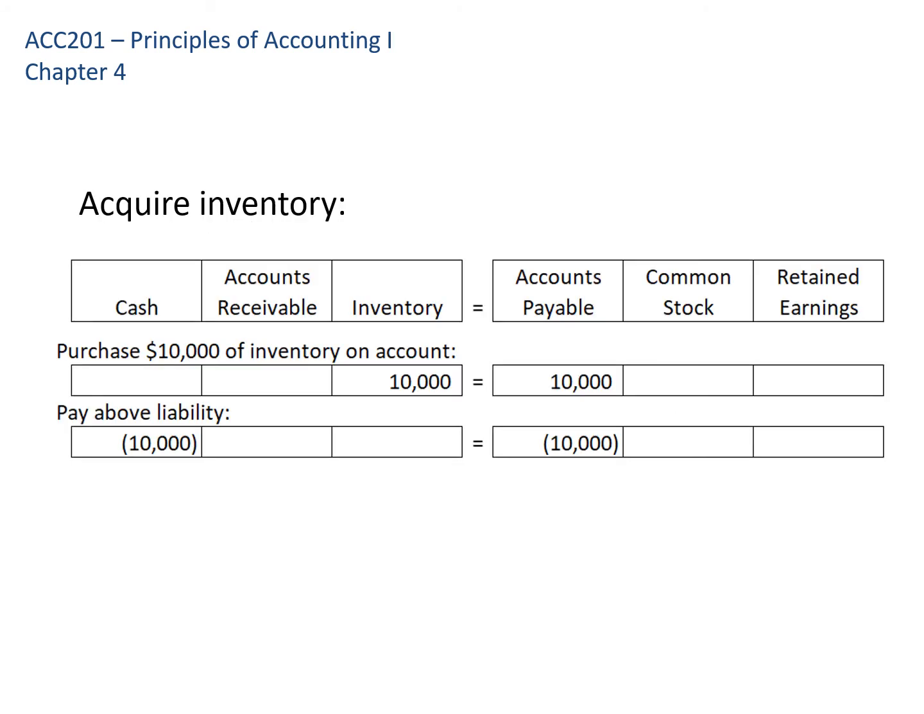So when we acquire inventory, it's just like the purchase of any other asset. This is a new category we have called inventory, a new asset. When we buy inventory, that's going to include all the costs to get it to us. Inventory is going to go up, accounts payable goes up. When I pay the liability, cash goes down, accounts payable goes down. We now have inventory on the shelf. We don't owe our supplier any money.